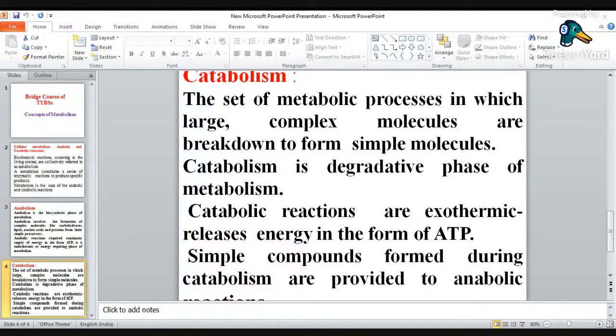So what is catabolism? Catabolism is the metabolic process in which large complex molecules are broken down into simple molecules. Large complex molecules break down into simple ones, meaning carbohydrate, lipid, protein, nucleic acid break down into small compounds. Then these compounds unite together again to form carbohydrates, proteins, amino acids, lipids, new molecules. So catabolism and anabolism are continuously going on in the cell. Anabolism and catabolism together are called metabolism, which is continuously going on in the cell.